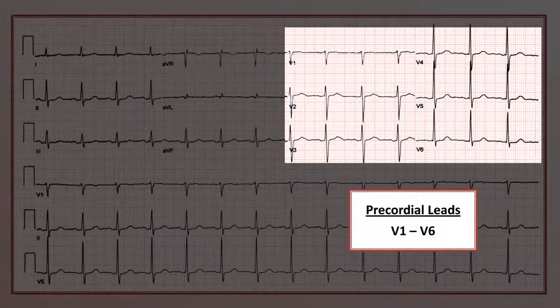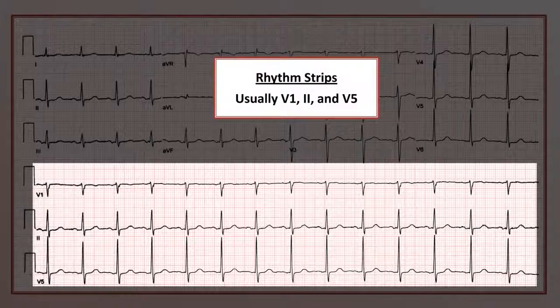Finally, on the bottom half of the EKG are the rhythm strips. Unlike the top half of the EKG, in which each lead is recorded for 2.5 seconds, the bottom half shows 10 continuous seconds of 3 specific leads. This specifically helps with the identification of unusual rhythms, particularly those that are irregular. Typically, leads V1, 2, and V5 are the 3 leads shown in the rhythm strips.